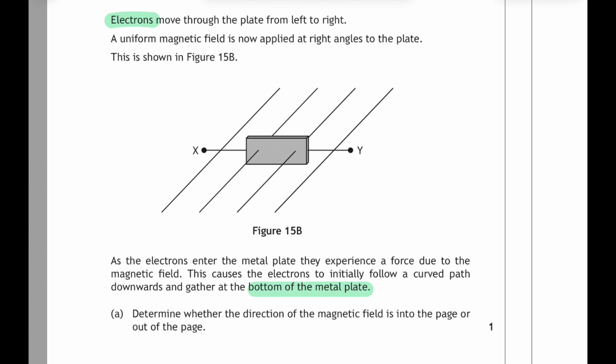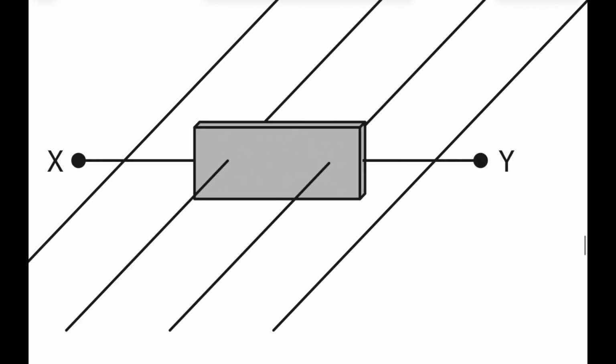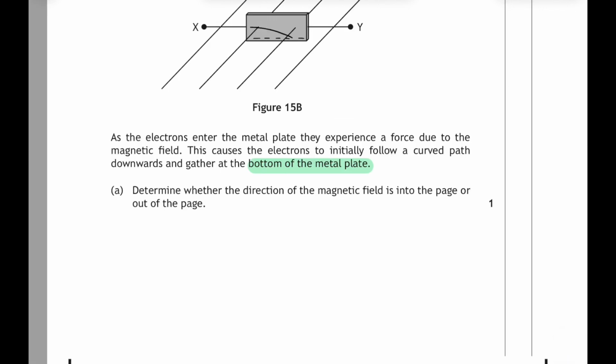Well, let's zoom in on that wee diagram, because we're told that the electrons follow a curved path downwards towards the bottom of the plate. So the bottom of the plate is going to become negatively charged, and if we want the direction of the magnetic field, then we can go back to our Higher Physics here and use our right hand rule.